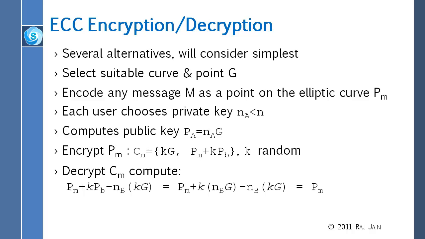So let's double check the mathematics. PM plus K times PB minus NB times KG. B knows G, so B can calculate NBG. Nobody else can, so that's the thing. B knows NB, and B can obviously calculate KG here. So B can calculate all of this. The user selects NA, which is a private key, NB is the other private key, and the user computes, for any random K, this quantity and sends it over.